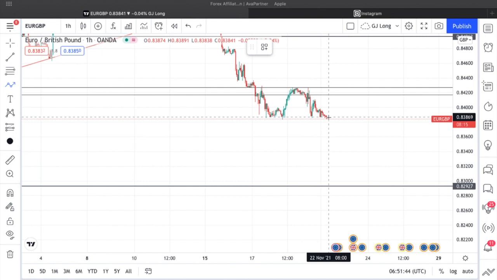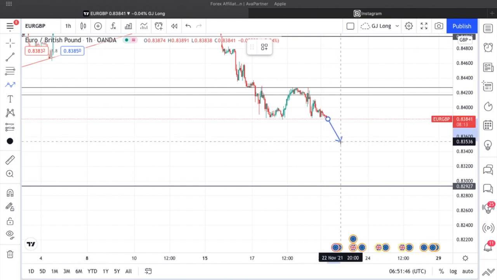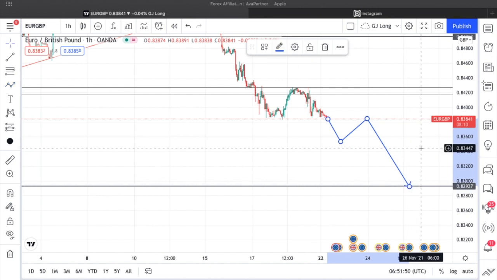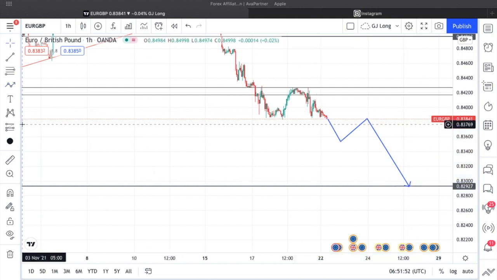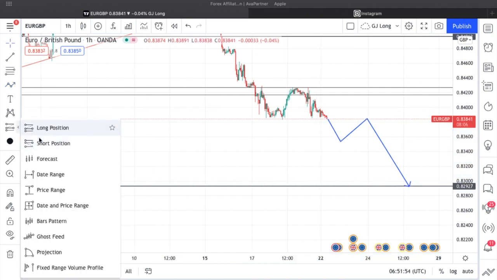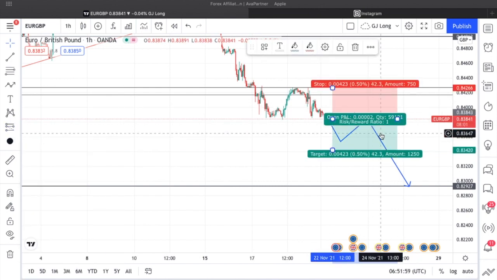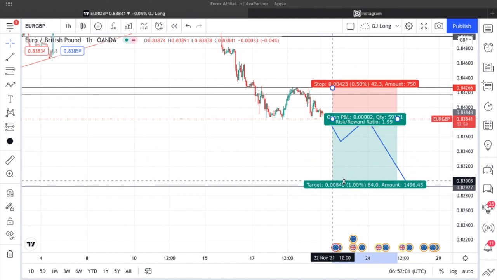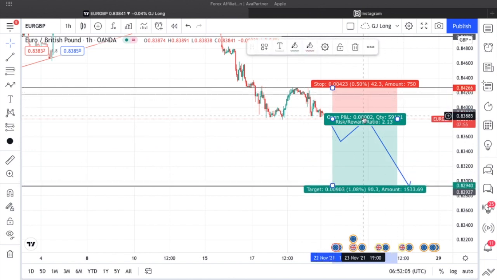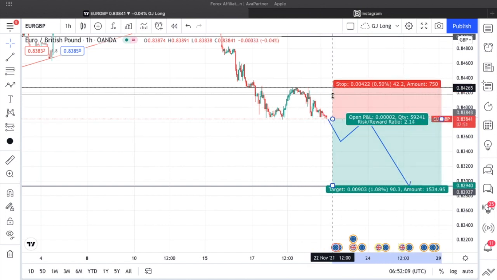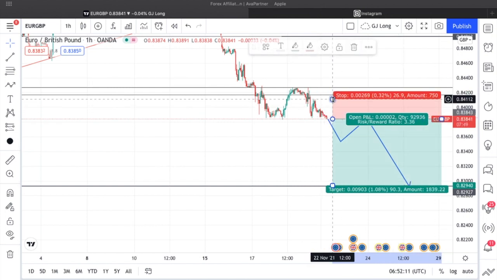And then when we put our targets, we can see that the risk reward is slightly off, but we can adjust it to accommodate our risk reward parameters, because we need a risk reward ratio of at least 1:3. So after adjusting it like that, we have our risk reward, which is now 1:3. So that's my outlook on Euro GBP for the upcoming week.